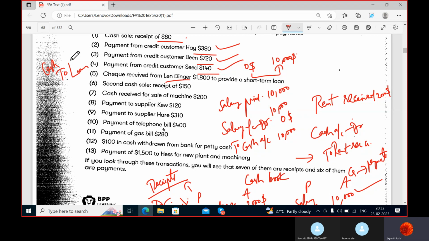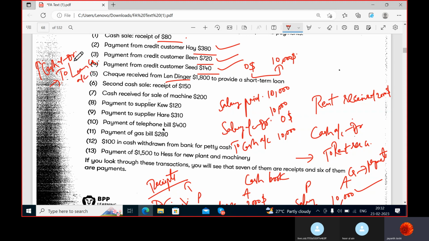Why? When I get a loan from someone, that increases my asset. So that is nothing but debit, because an increase in asset is debit. Which asset is increasing? Cash. And then if I take a loan from someone, it also increases my liability. Increase in liability is always credit. So I put that loan account in the credit.